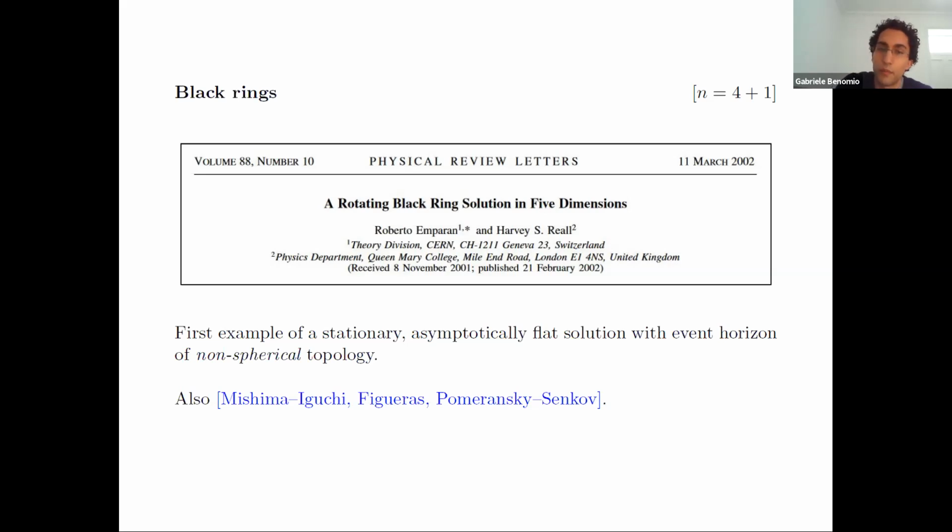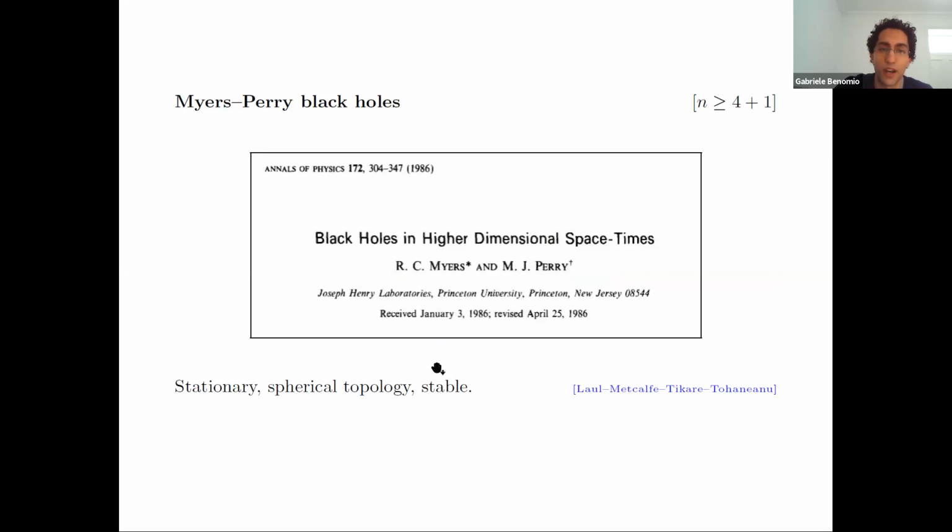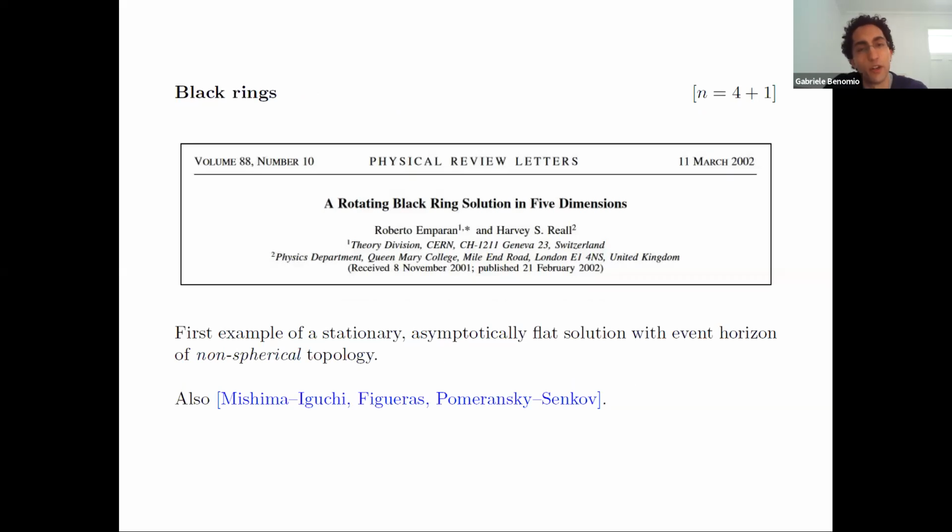This was first discovered by Emparan and Reall in 2002 and was originally formulated in 4+1 dimensions. And that was the first example of a stationary asymptotically flat solution for which the event horizon has non-spherical topology. Because of this new feature, this family can be considered as completely independent from the family of Myers-Perry black holes that was previously discovered. So this family of black rings will be the main object of the talk, and in the next slide I'll list some of the main features of these spacetimes.